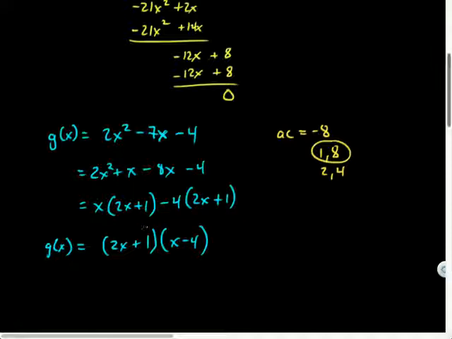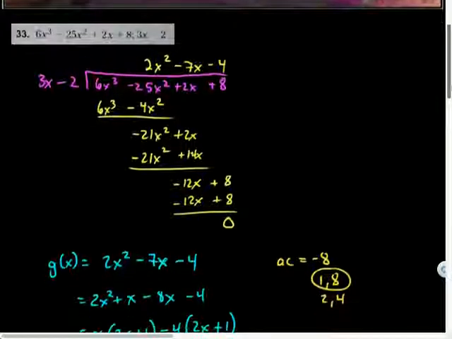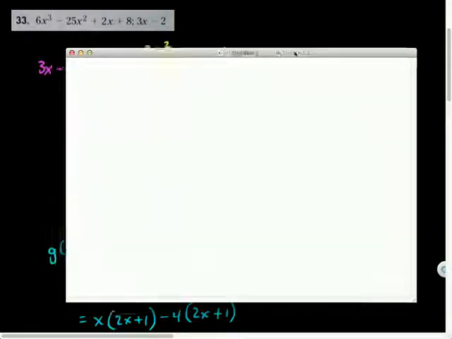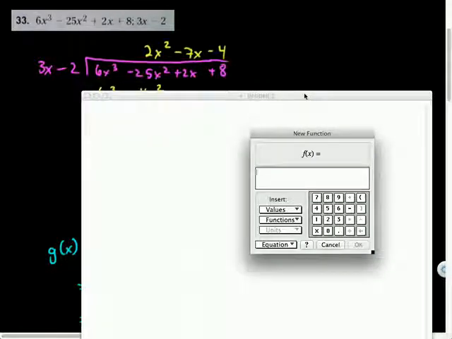Just for funsies, I know we didn't have to, but let's graph this. Yeah, I'll be right back on that in a second. For funsies, 6x cubed minus 25x squared plus 2x plus 8.